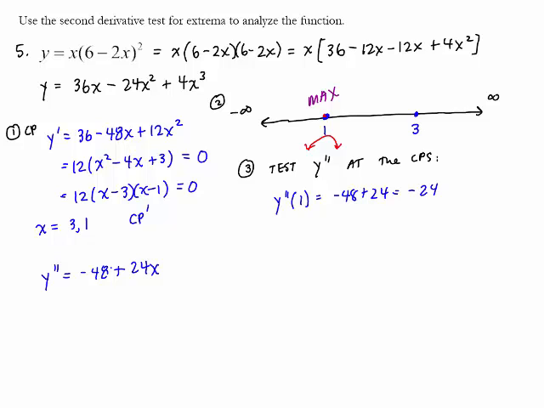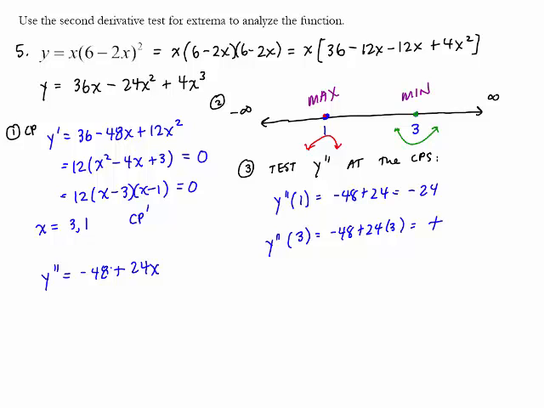And then we can test the second derivative at 3. That's negative 48 plus 24 times 3. It's a big positive value, because 3 times 24 will be bigger than 48. That means that this function is concave up at 3. So not only is it concave up, but it's also a critical point of the first derivative. When those two criteria are met, we have a minimum value of the function.